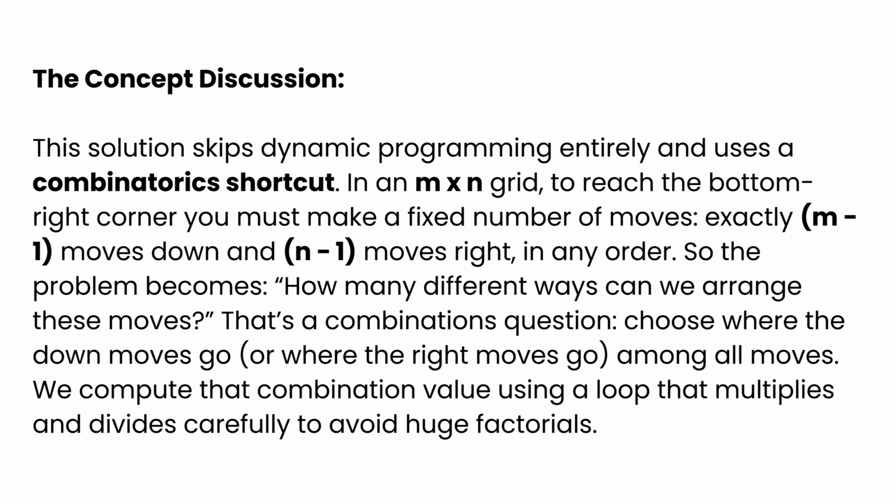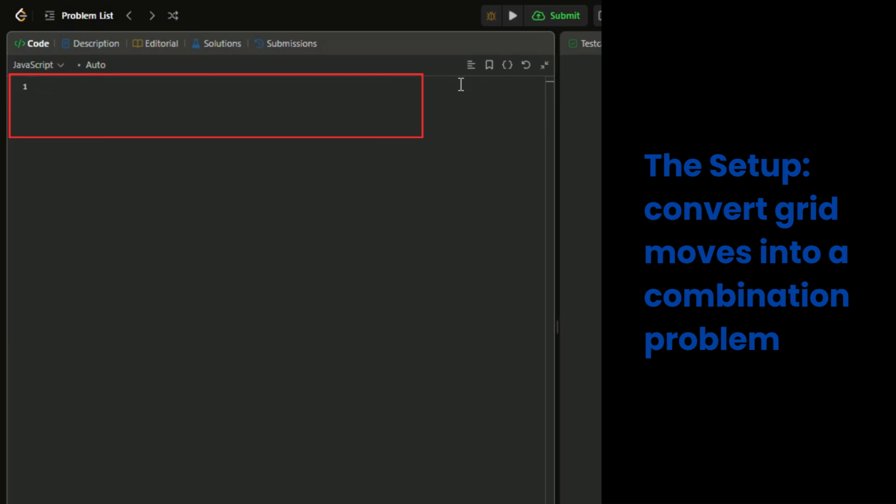That is a combinations problem. We choose where the down moves go among all moves, or we choose where the right moves go among all moves. We compute that combination value using a loop. We multiply and divide carefully. That avoids huge factorials.